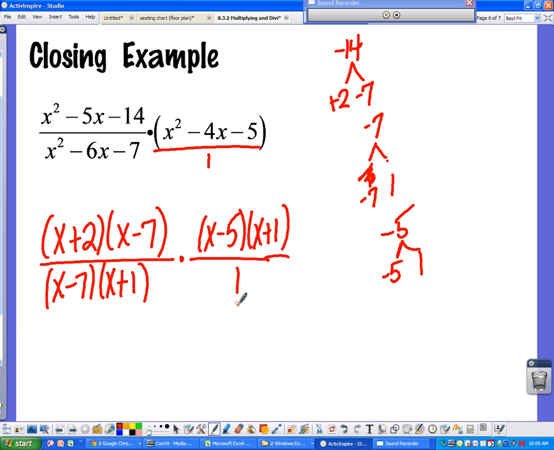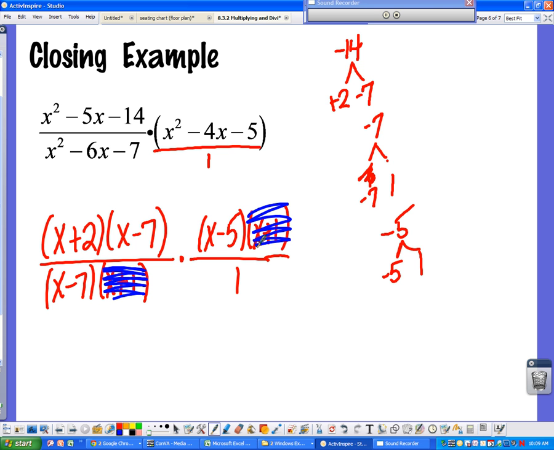Remember, anything on top can be canceled with anything on the bottom. And this is one thing I want to point out. Notice how this one is a 1 and this one is an x plus 1. I can't simply cancel, because of this plus, these two are combined together. I can, however, since I have an x plus 1 on top and an x plus 1 down here, cancel those.